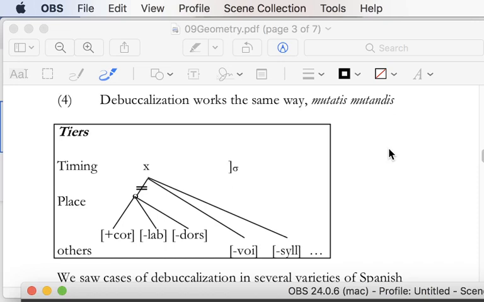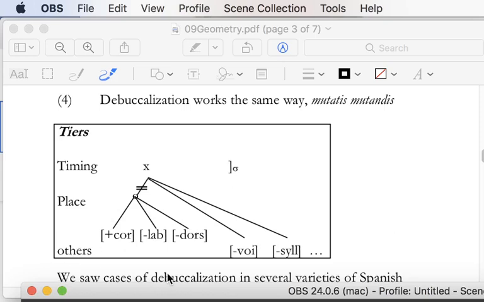It's delinking rather than spreading. But the point here is just that you have a segment. It's maybe at the end of a syllable or at the end of a word. And what delinks? Not individual coronal, labial, or dorsal features, but the node that contains all of them, the place node, or the place tier. This delinks from a segment and it leaves it without all of its major place features.